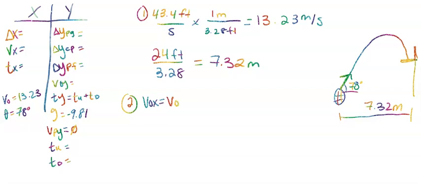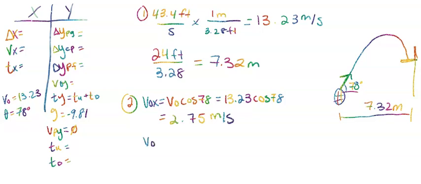Not sure. So to start the problem solving practice, we will find v initial in the x direction, which is going to be v initial multiplied by the cosine of your angle. Plugging in, we have 13.23 times cosine of 78. That'll get you the x component of velocity, and as a reminder, that doesn't change because there is no force or acceleration in the x direction. So we get a velocity of 2.75 meters per second.